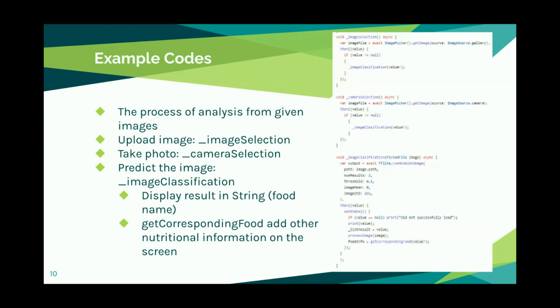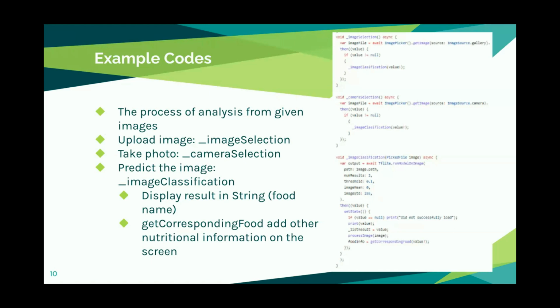And to provide the AI with an image, the user has two options. The first is image selection, which is when the user uploads an image from their image gallery. And the second is camera selection, which is when the user chooses to have an image taken from the camera instead. And the AI uses a method called image classification to predict the image, which includes a TensorFlow model that trains the AI.